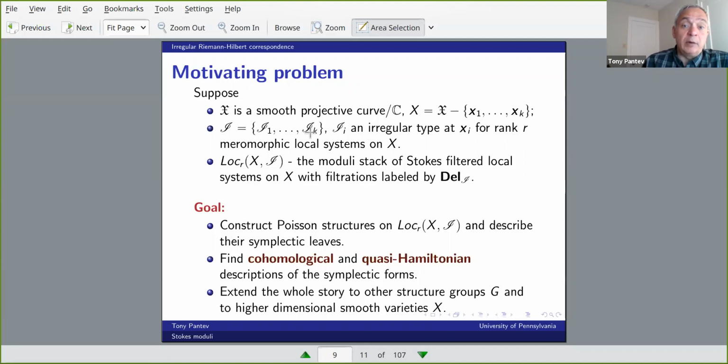What our point of view adds to the story, it tells you what happens when you're not generic and when you're not smooth. So it works at all points.